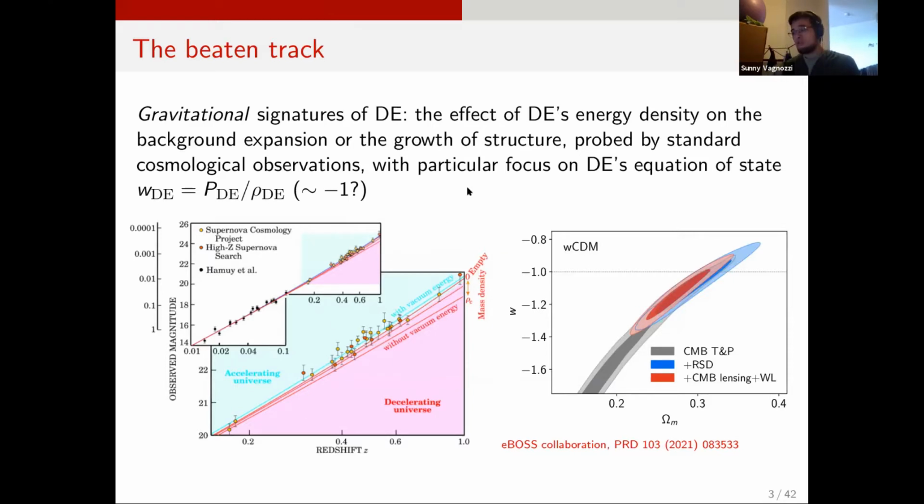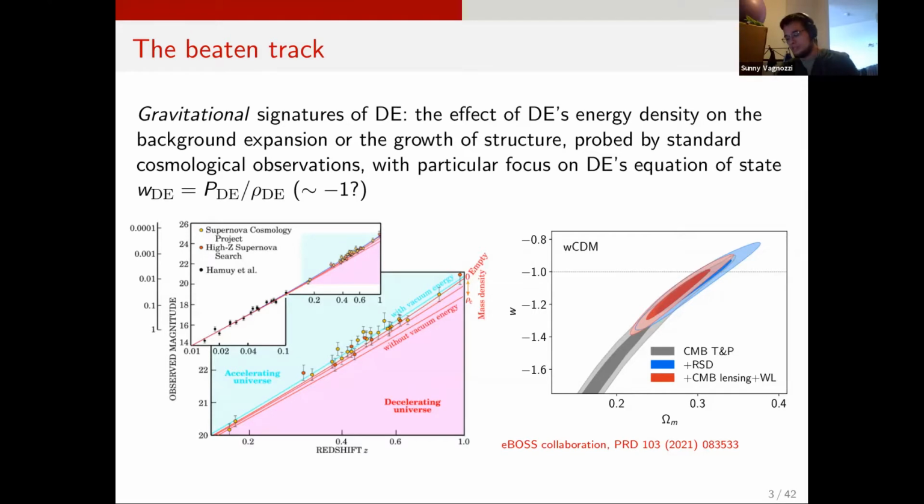And a lot of focus today is going into trying to nail down the dark energy equation of state, w. This is given by the ratio between dark energy's pressure and energy density. So for a cosmological constant, which is the simplest, but also very fine-tuned model of dark energy, this number is equal to -1, which is remarkably consistent with observations, as you can see down here. So simplifying quite a bit, this is the beaten track. Let's go after gravitational signatures of dark energy with standard cosmological probes. By standard, I mean type 1a supernovae, galaxy clustering, the CMB, and so on.